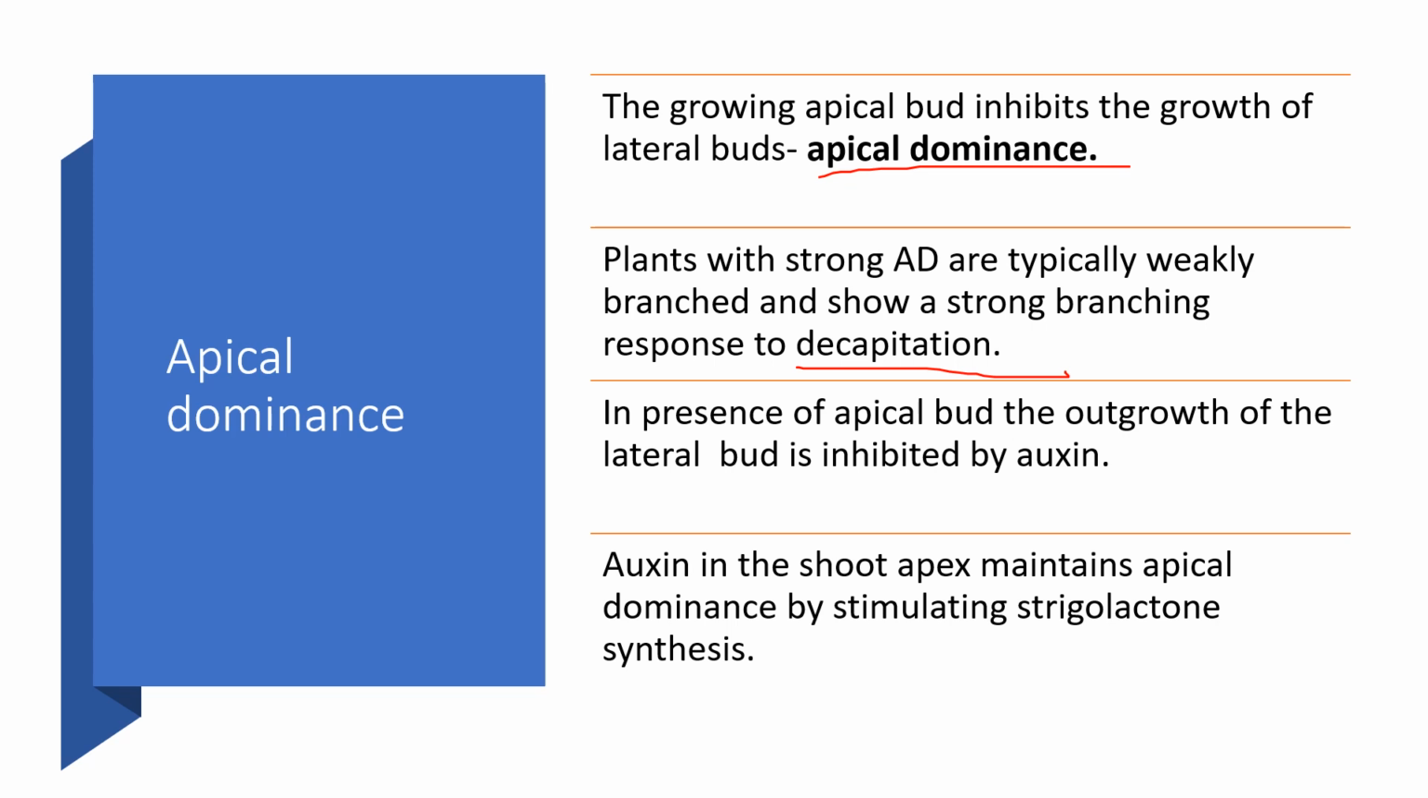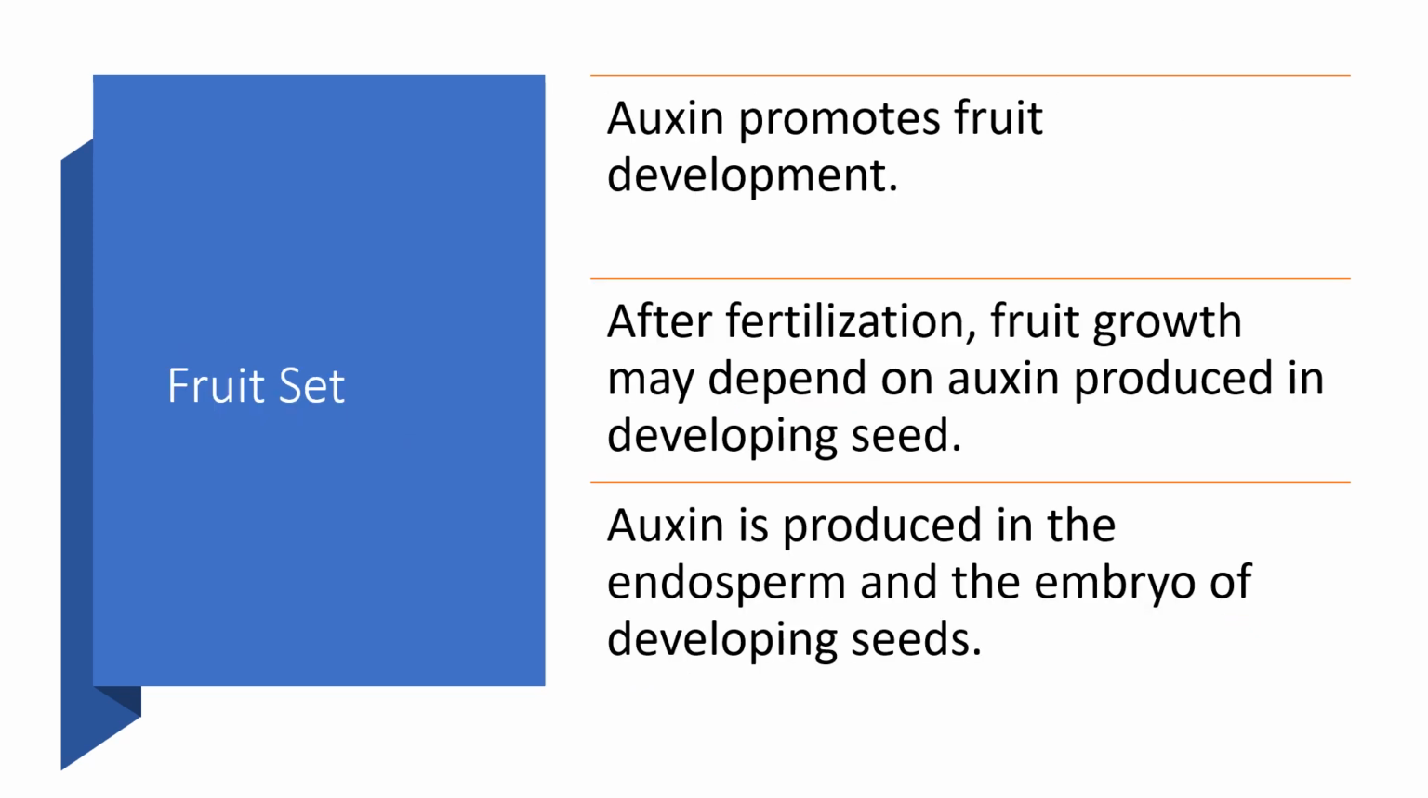In the presence of the apical bud, the outgrowth of the lateral bud is inhibited by auxin. So auxin maintains apical dominance by stimulating the strigolactone synthesis pathway.